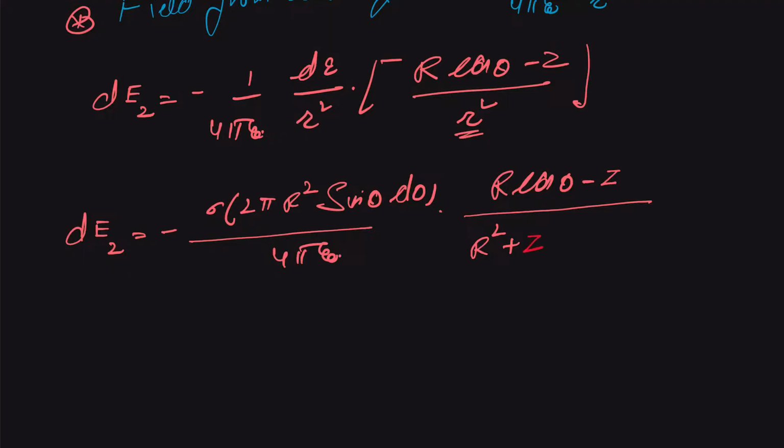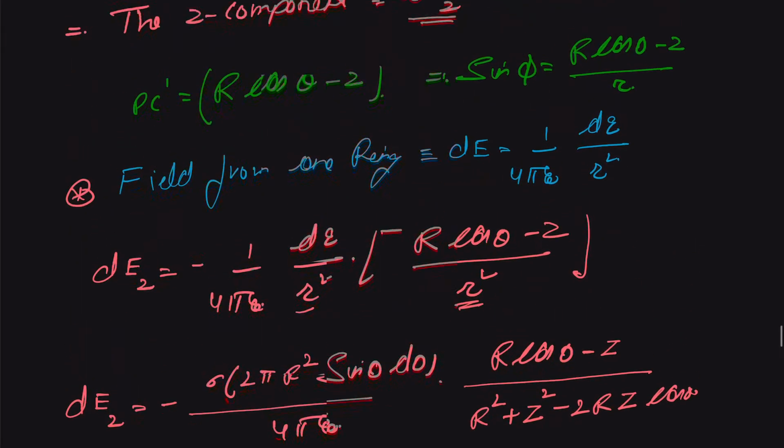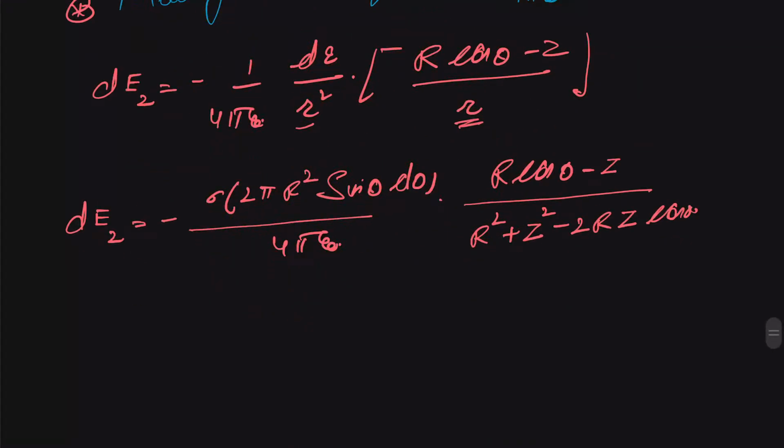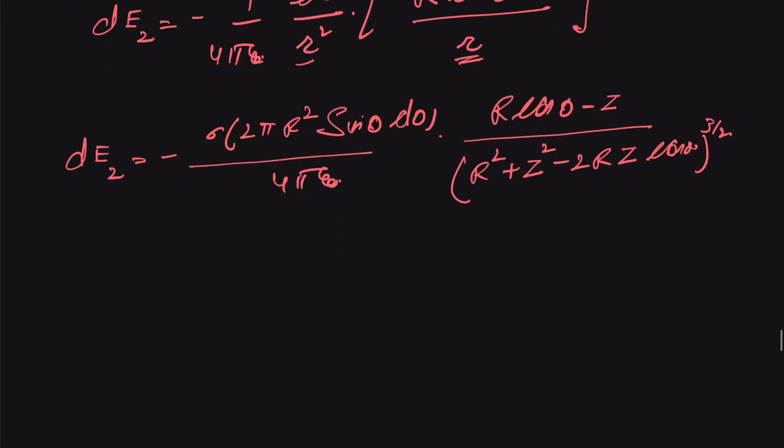minus 2rz cos theta. This will be r square, and this will be r square, so this will be r to the fourth. Sorry, one second, this is r not square, so this will be r cube, so we are going to get this as 3 by 2. Now for a hemisphere we are going to integrate it from 0 to pi by 2.